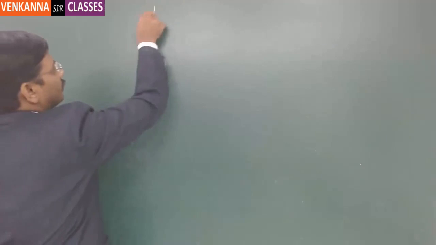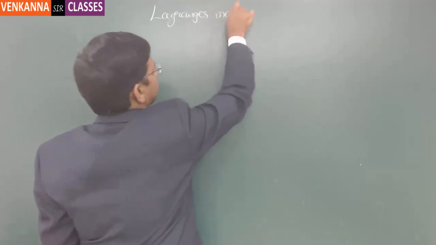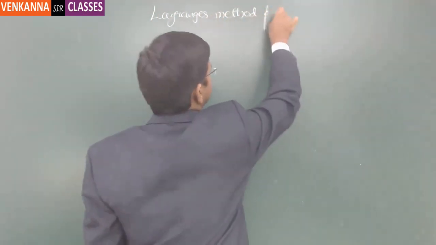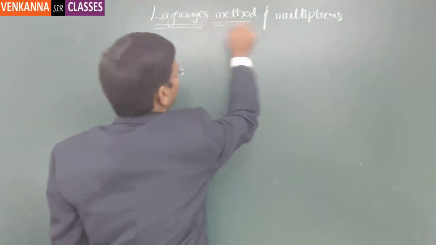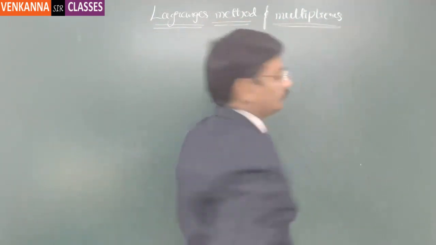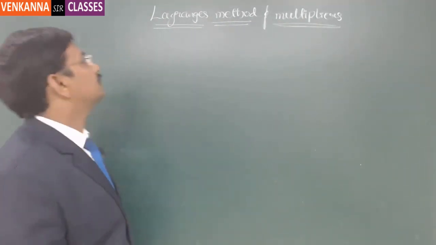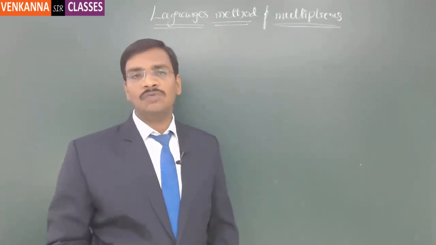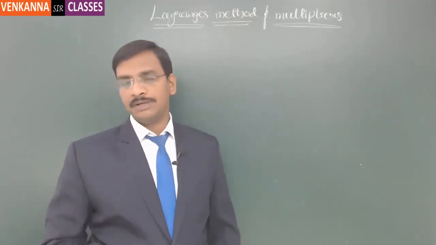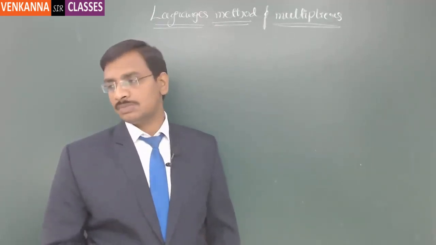So Lagrange's method of multipliers. This forms the last topic of differential calculus. You can expect questions from this section. This is actually one way of finding out the maximum or minimum value, right? But there are certain limitations to this, and there are certain great advantages to this particular topic.